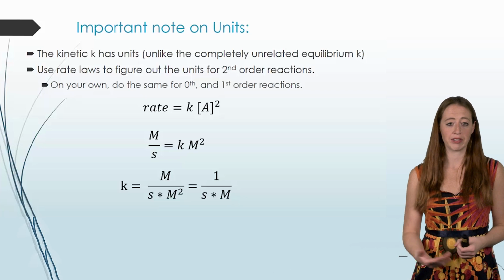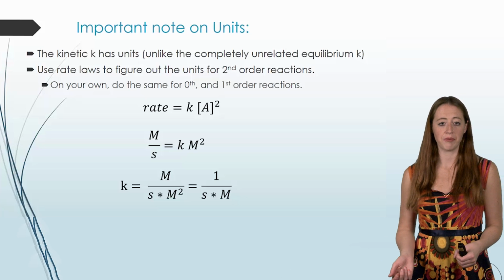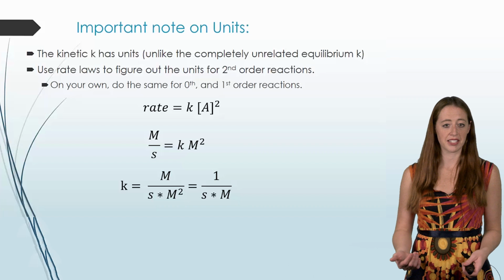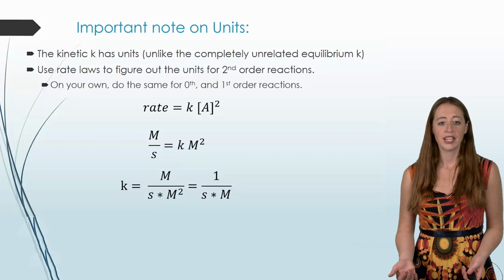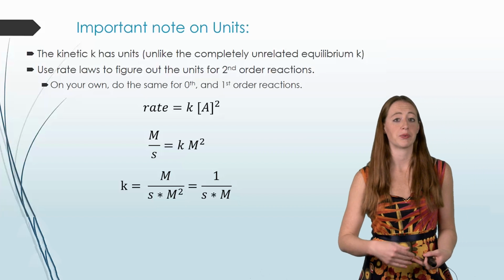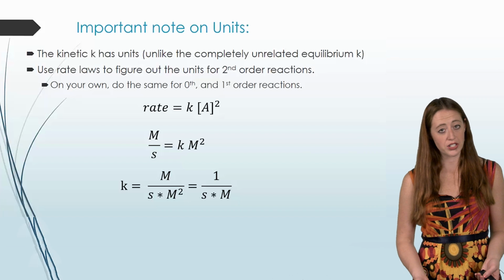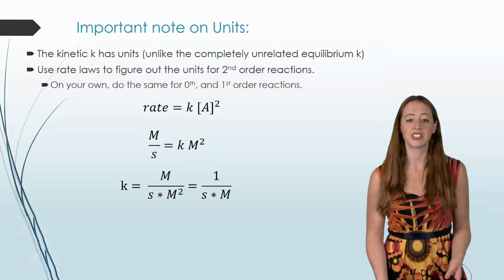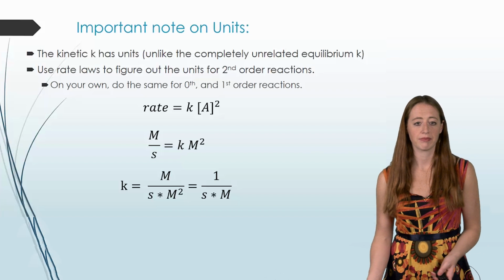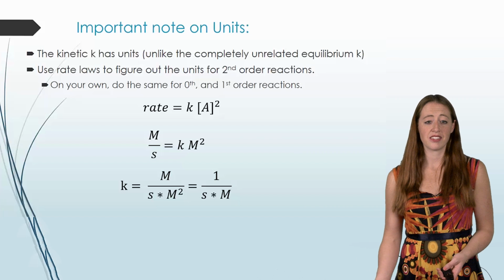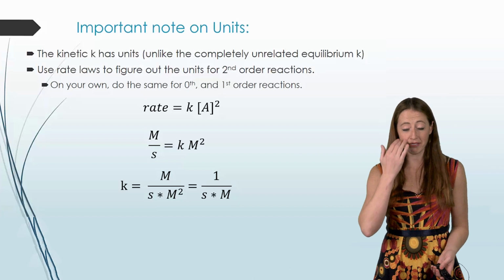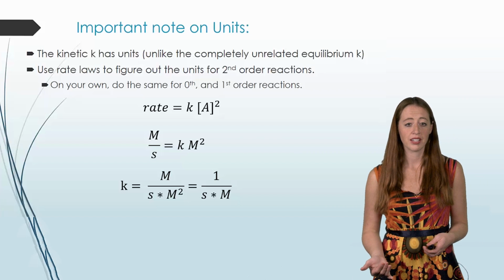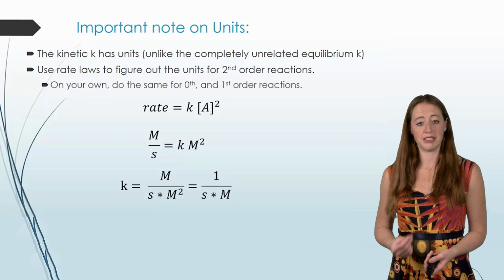So for second order, I've written a very standard second order rate law. Rate is equal to K times concentration squared. If we look at the units that are on our rate, it's going to be concentration, typically molarity, over seconds, or time. So I'll leave K as is. So if we look at the second row, I've left K just alone. For concentration, I fill in molarity squared.